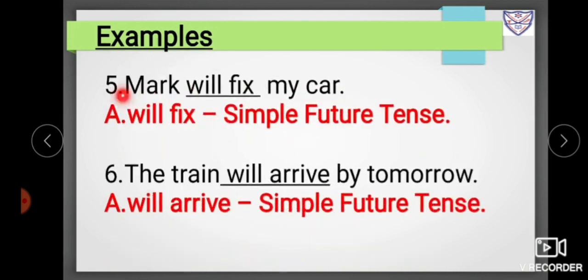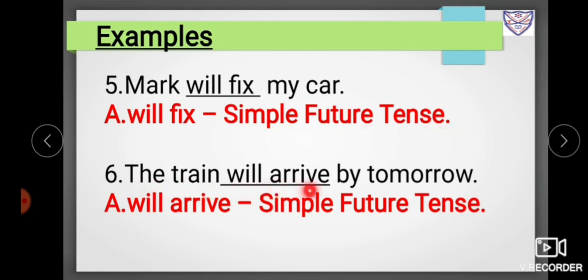Number 5, Mark will fix my car. So over here will fix is a verb which is in simple future tense. Now will fix shows an action which will happen somewhere in the future time. Still this action has not been started, but it will take place somewhere in the future time. So we will take will fix, which is a verb, as in simple future tense.